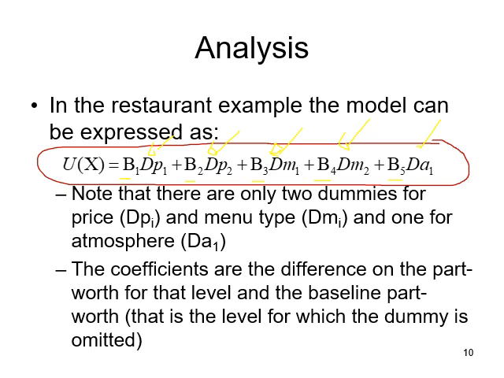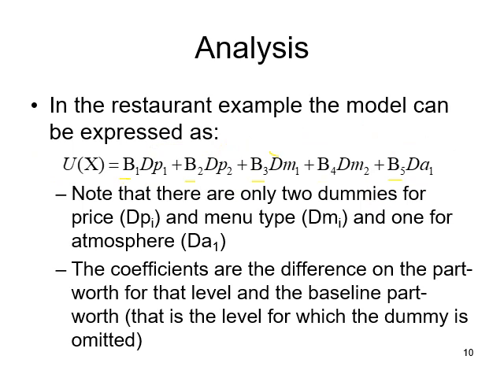Professor, wait a minute. We are missing one price level. Remember, we had 3 levels for price. And we are also missing one menu level. Why are they not there? Because remember there was a price of 5, a price of 10, and a price of 18. So if you want to represent this with dummies, you will have 3 dummies.